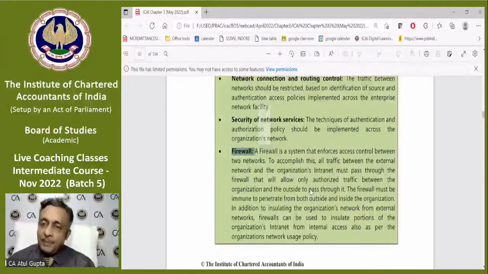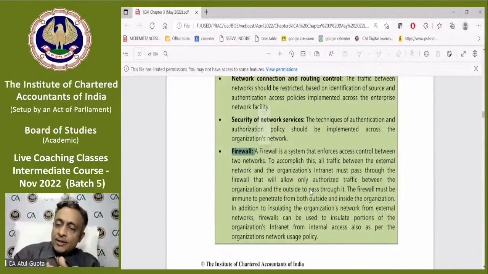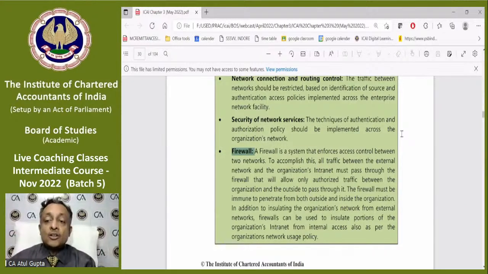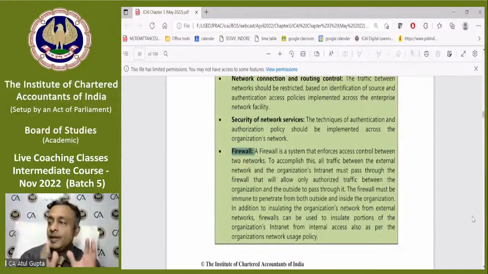firewall. Remember this word. Firewall is a mechanism to secure your company's intranet. From whichever system, whichever location you access the external internet, at that location you install a firewall. It can be both hardware and software based. This firewall ensures security of your network. This ensures that no unauthorized person can enter into your system. Very, very, very important.